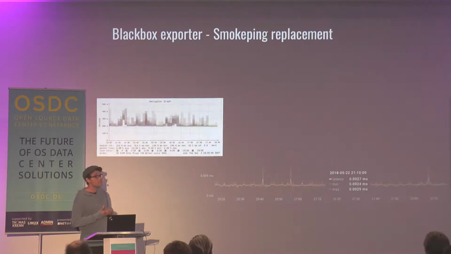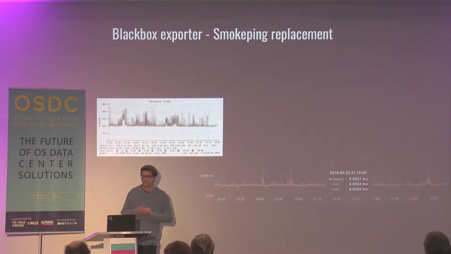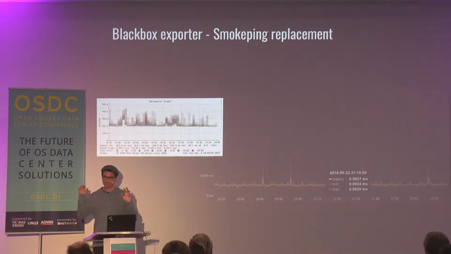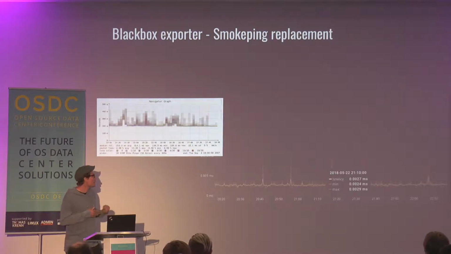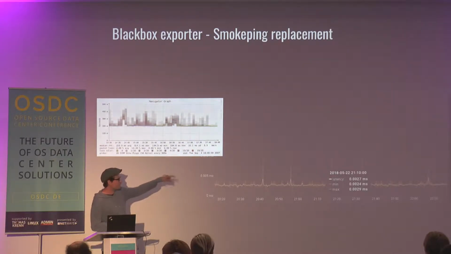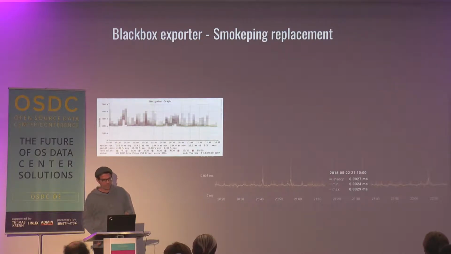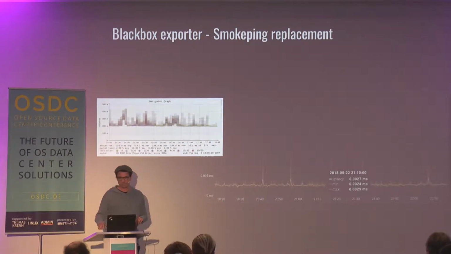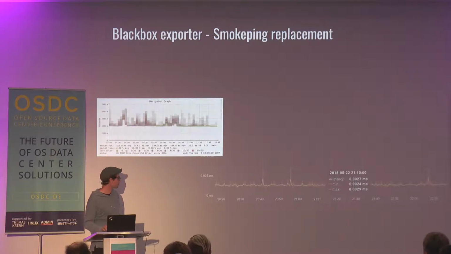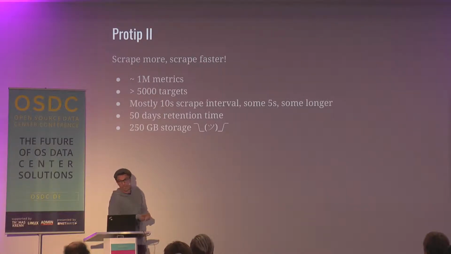So the white one is an original Smokeping graph, and the black one is a Grafana graph that we created from our Smokeping replacement data. And it doesn't look quite as smoky, I guess, but it nevertheless conveys the same data, and you actually have even more precise data if you wanted to. But yeah, we don't look at the graph so much. We're more interested in the alerts, of course. So there goes Smokeping. And that brings me to pro tip number 2.